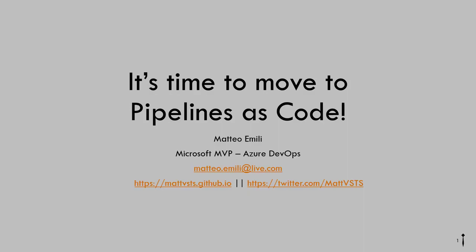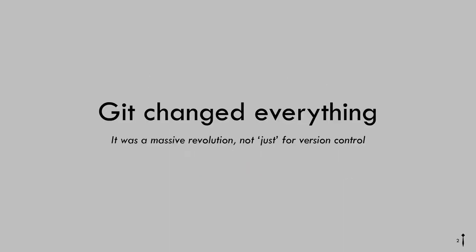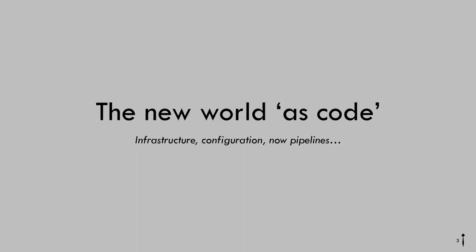Today we'll take a look at pipelines as code, but before we get into the details, let's take a step back to understand how we got to this point and why this is important. Git was a massive revolution for our industry. It changed literally everything. Thanks to Git, we changed our approach to version control. We started embracing concepts like social coding, open source and inner source, and we even create content today with it via Markdown and one of the many static site generators out there. So it is clear that the new world is as code.